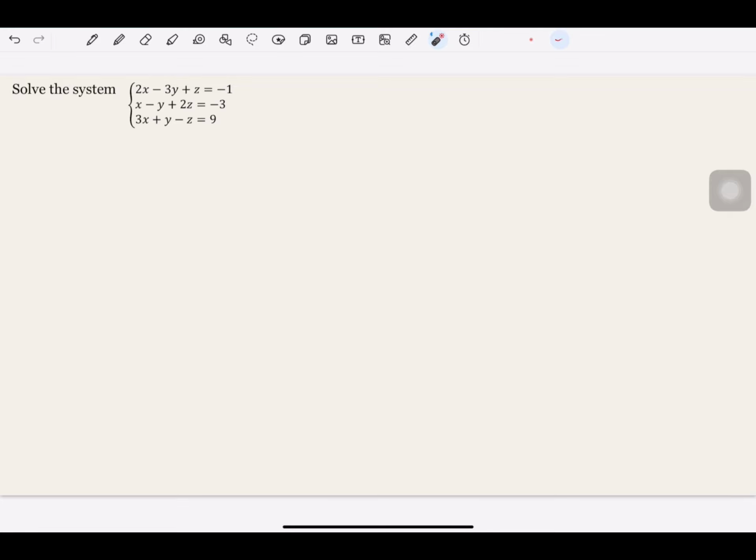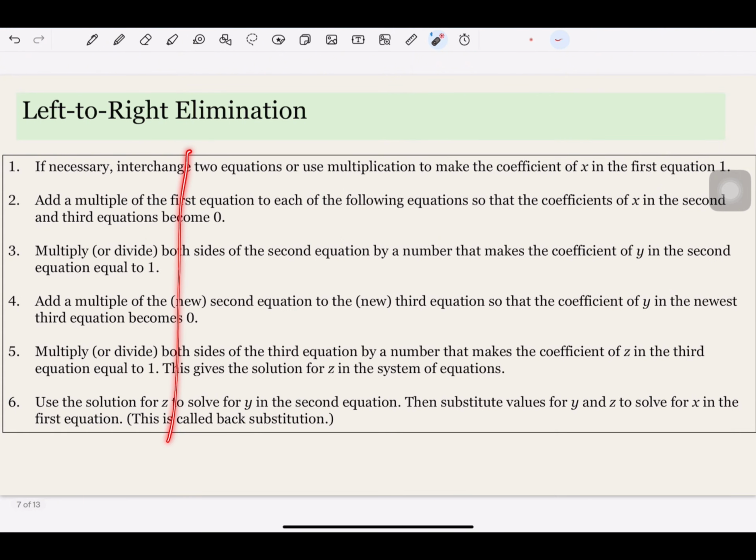Okay, so this is the next example I want to discuss. Again, we have three variables and you have to solve this system. Notice that this is not in a triangular form. We have all three variables in all three equations, which means we need to reduce this into a triangular form. Since we have all the three variables in all three equations, we might have to follow all the steps given in this process. So let's start with step number 1.